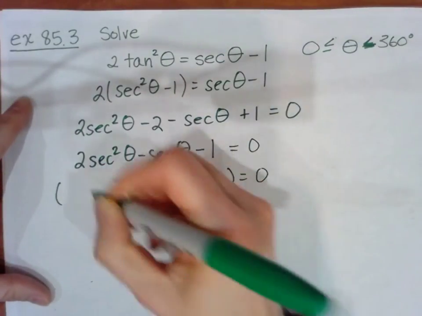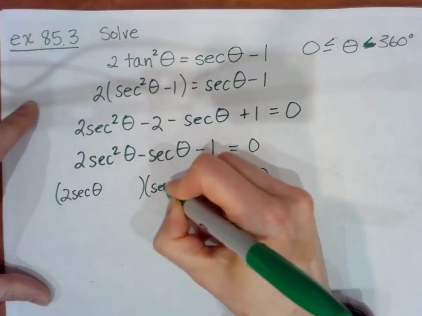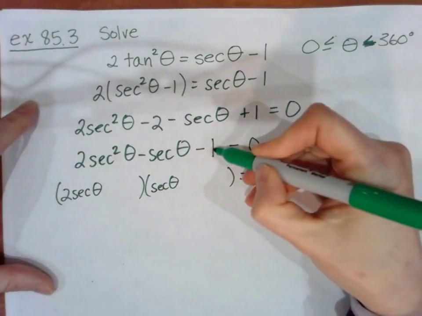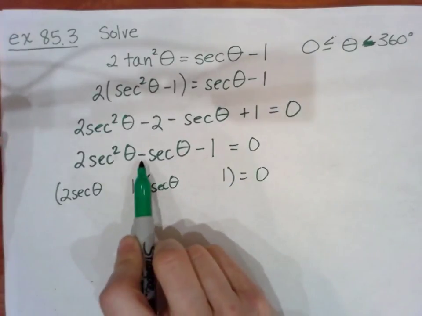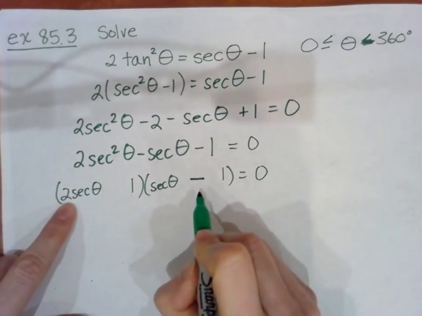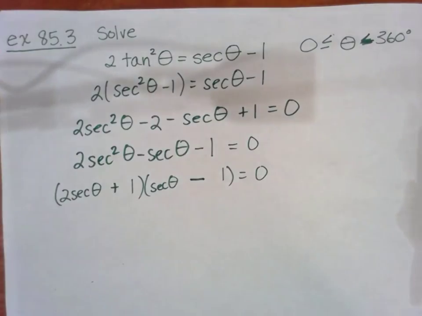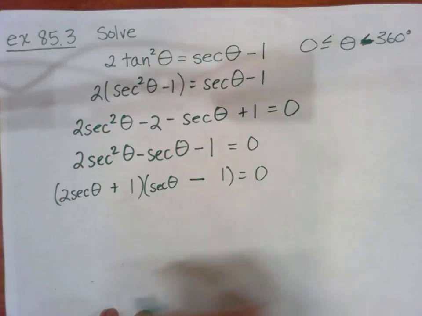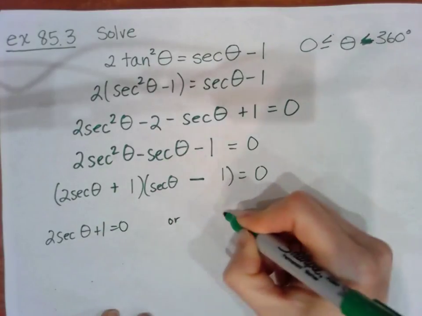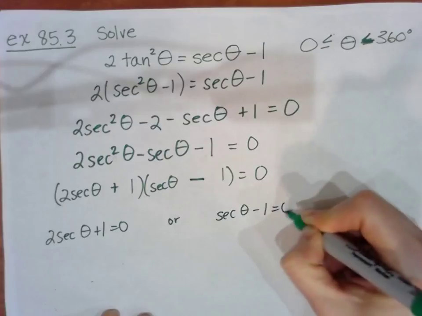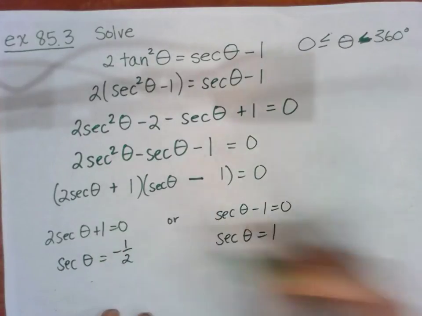And if we factor that, again, the only factors of 2 are 2 and 1, so we'll have 2 secant and secant. And the only factors of 1 are 1 and 1, but to get a minus 1, one of them has to be positive and one of them has to be negative. We want the sum to be negative, so we need the 2 to be a negative, the 1 to be a positive. So we'll have minus 2 plus 1 will give us the minus 1. All right, so that should be a good factoring for that one. And now we can do that: 2 secant theta plus 1 equals 0, or secant theta minus 1 equals 0. So over here we would have secant is 1, and here we would have secant of theta is negative 1/2.